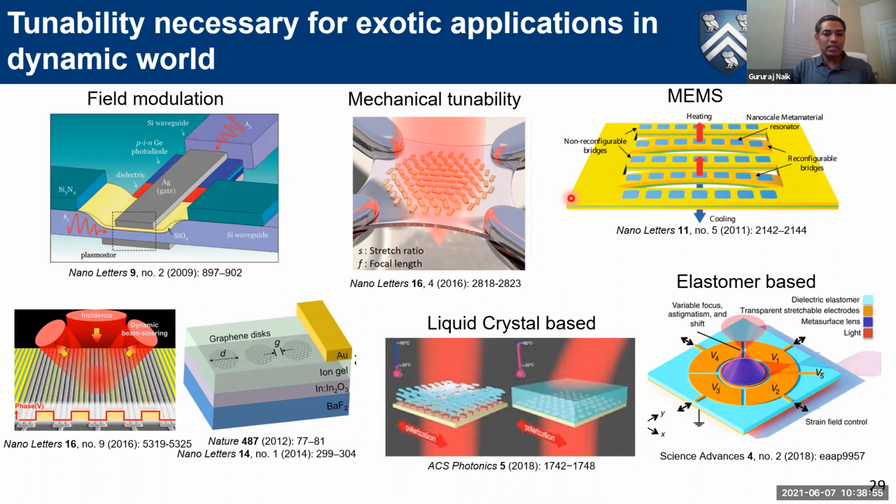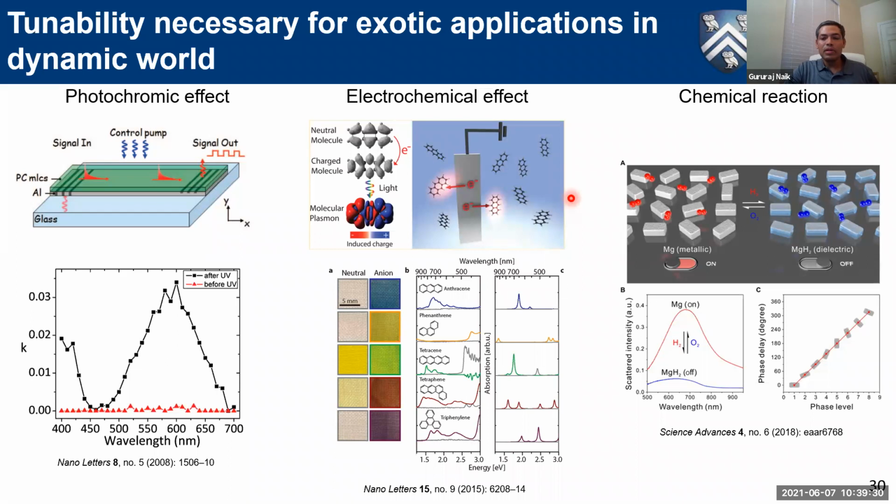If you look at the past and see how tunability is achieved, there are many different ways. Field effect modulation: apply an electric field that attracts charge carriers and changes the optical constant ever so slightly so that you can tune the optical functionality. Mechanical tunability, where you stretch or deform your material, which changes the optical constants. MEMS also does the same thing. Elastomers are triggered by electrical stimulus, but they also deform and then change the optical constants. Those are a few demonstrations.